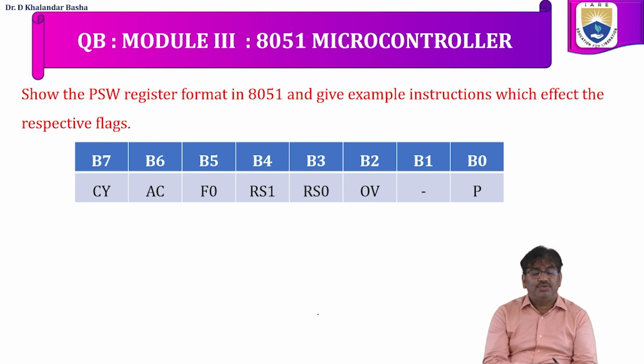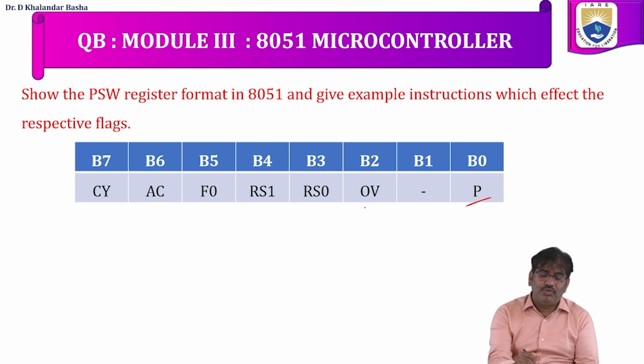Show the PSW register format of 8051 microcontroller. So the PSW format is shown in figure. P stands for the parity flag. This will specify how many number of ones are there in your data. OV stands for overflow flag. Whenever the result size is bigger than the target, then it is going to give 1.